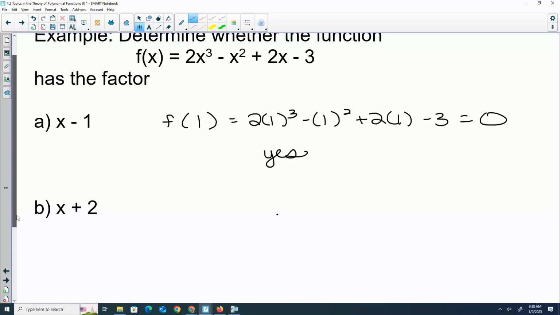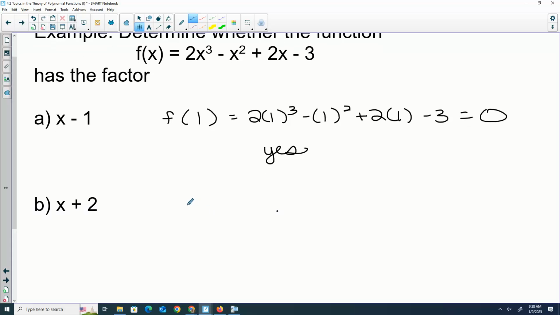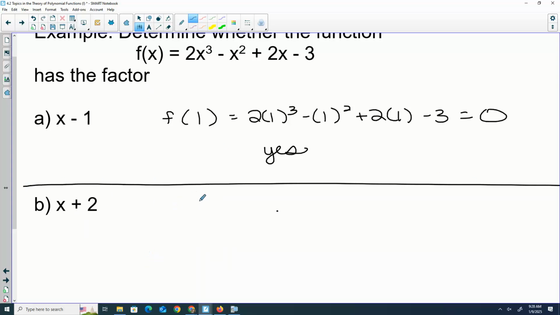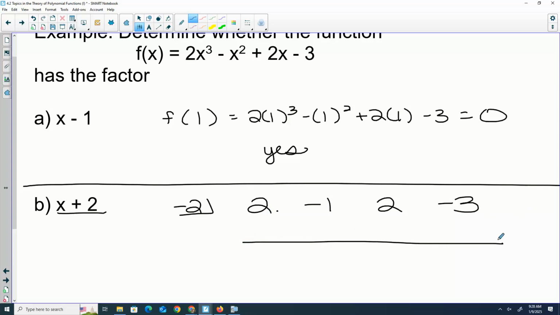The other option is to do what? Divide them. So if I wanted to do B differently, you could certainly still just plug in. What would you plug in this time? -2. Or we can do synthetic division, whichever one you prefer. So remember, it's synthetic division. You put what makes x plus 2 0, so that's a -2. You put your coefficients. If you jumped powers of x, if you have any missing powers, you do have to make sure you put in zeros there.